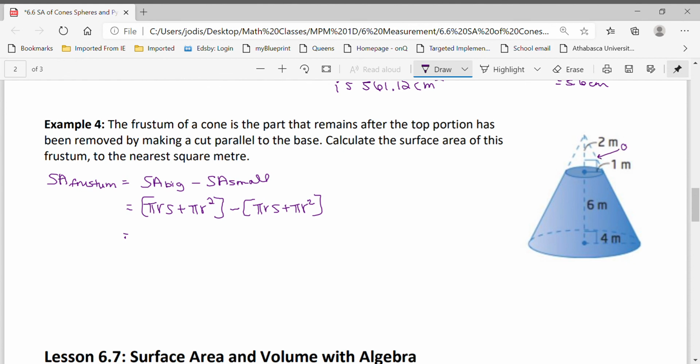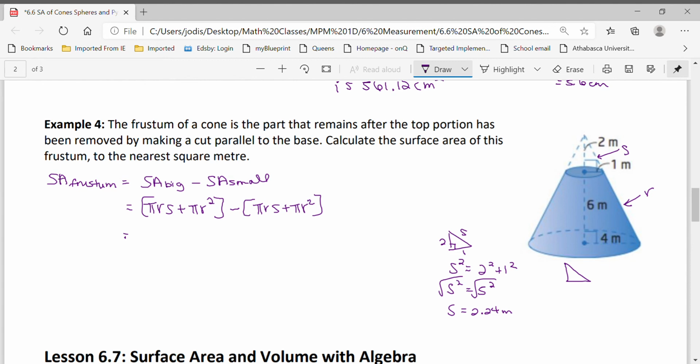So I'm just going to call this one s, and I'm going to call this one R. So I want the slant height for my small one, right? If we do that, let me draw myself a quick picture. So I'm looking for s, the height is 2, and the radius is 1. So we've got 2 squared plus 1 squared is s squared. The square root of those is 2.24 meters.